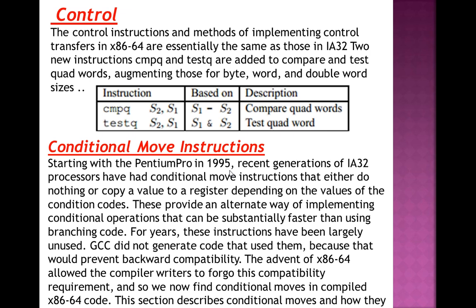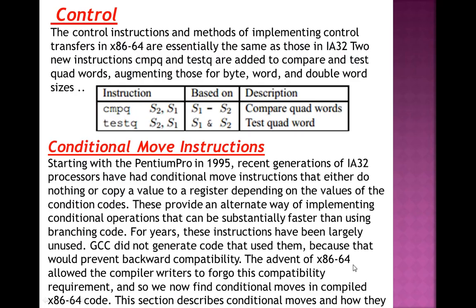A conditional move instruction either does nothing or copies a value to a register, depending on the value of the condition codes. This provides an alternative way of implementing conditional operations that can be faster than using branching code. So a conditional move instruction is faster than branching code. For years, these instructions have been largely unused, and GCC avoided them because of backward compatibility.